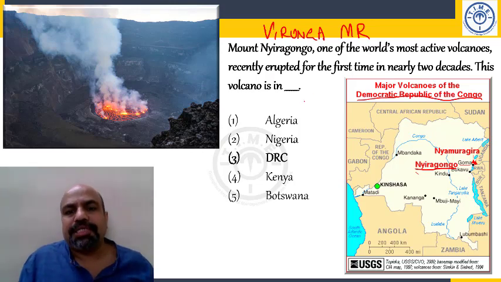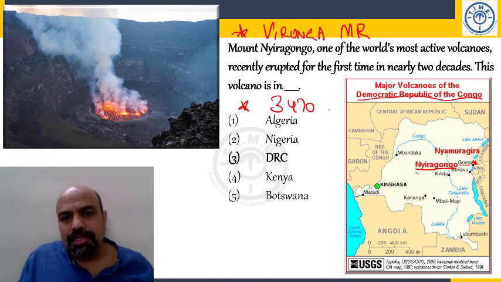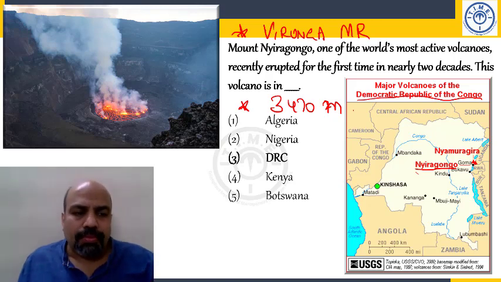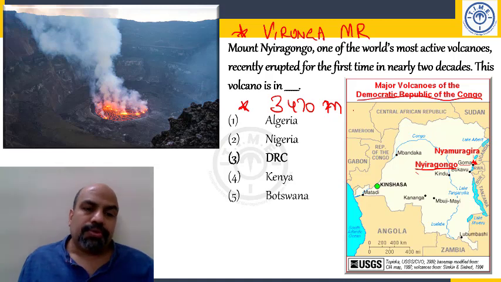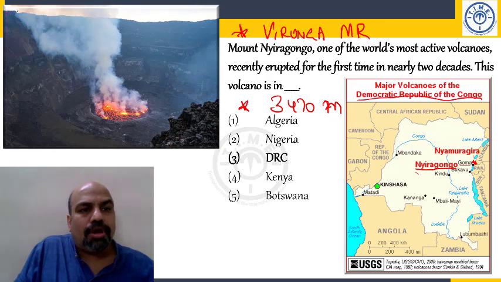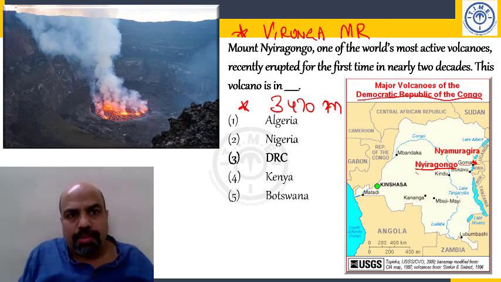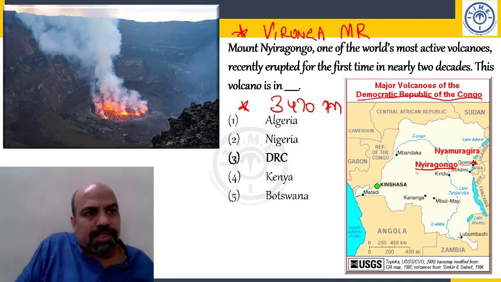Next, height. You write like this, okay? Star marks for everything. Height 3470 meters. Next, crater. You see this from the top, when there is a hole inside the mountain. From the top, this is the top of the mountain. This is called the crater. You see this area? This is called the crater.